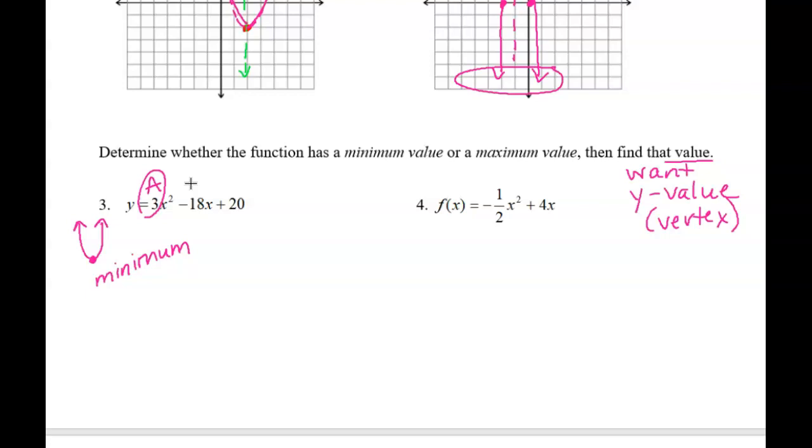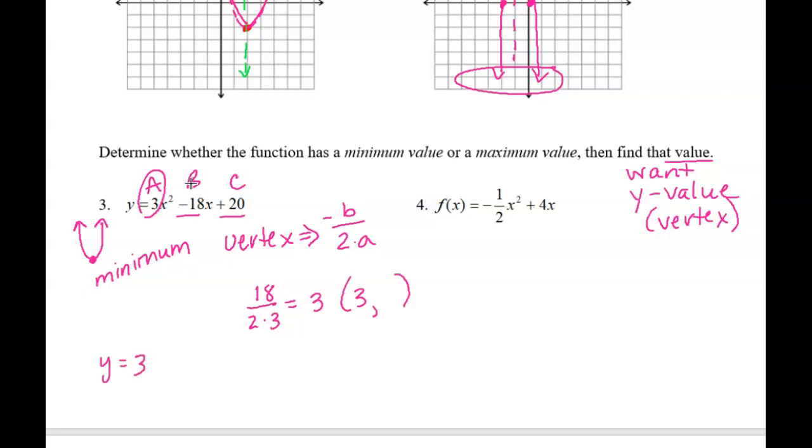Okay, so for our vertex, we've got negative b, or opposite of b, over 2 times a. So a, b, c. So the opposite of b is positive 18. And then 2 times a is 3. So 18 over 6 is 3. Okay, that's our x value. So we need to find the y value. So remember, to find the y value, we're going to plug that in.